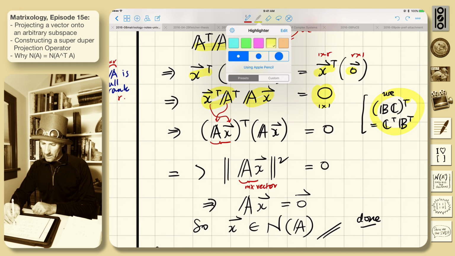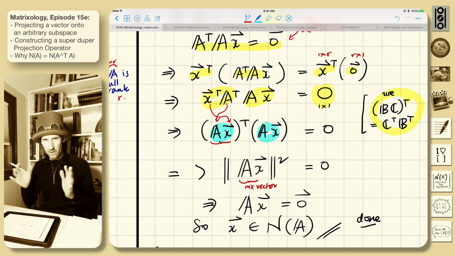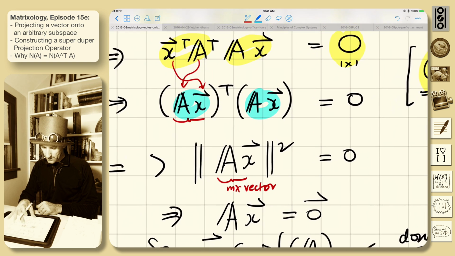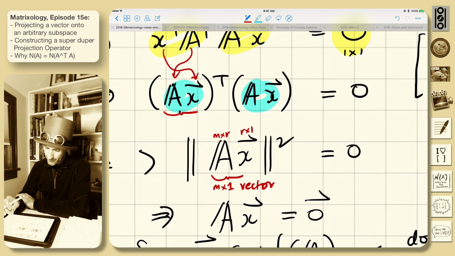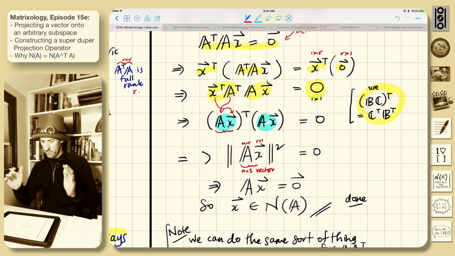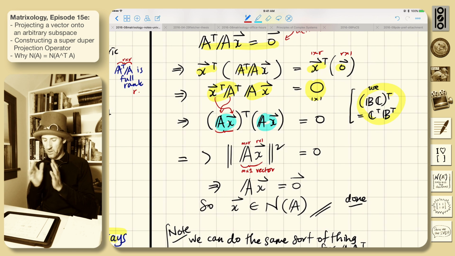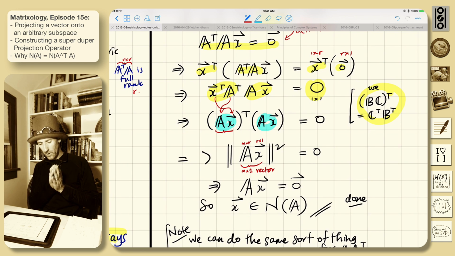So now we have something where we have a blob, transpose blob. And they're vectors, right? I'm going to clean that up. That's an m by 1 vector. This is m by r, and r by 1. So it is an m by 1 vector. So this is a vector whose inner product with itself, that is its length squared, Pythagoras.